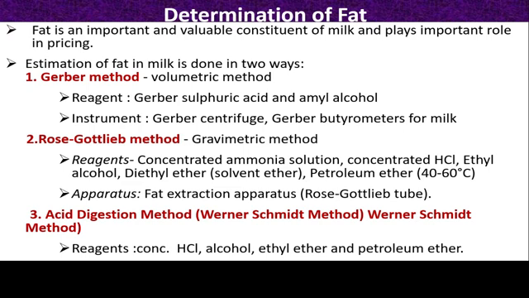Ross-Gottlieb method, the second method, is a gravimetric method. Reagents used here are concentrated ammonia solution, concentrated HCl, ethyl alcohol, diethyl ether and petroleum ether. Apparatus used is a fat extraction apparatus or Ross-Gottlieb tube. Then there is the acid digestion method, also known as the Werner-Schmidt method. Reagents used are HCl, alcohol, ethyl ether or petroleum ether.